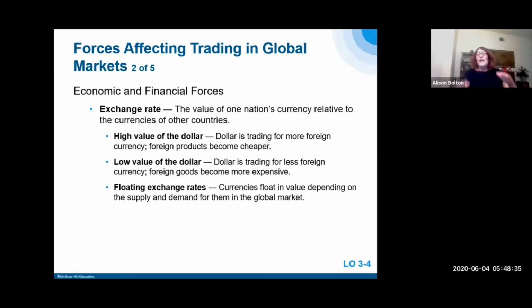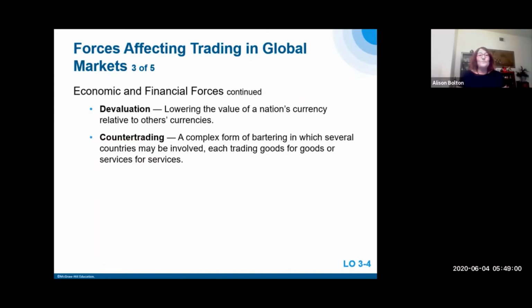And then floating. This happens daily, sometimes by the hour, so you have to watch your exchange rates depending on the country. You will pay a fee for exchanging American currency for foreign currency. It can be very expensive depending on the country, so you want to make sure you know what those fees are and you're not stuck paying exorbitant fees. Devaluation is when a nation's currency is lowered relative to other currencies.